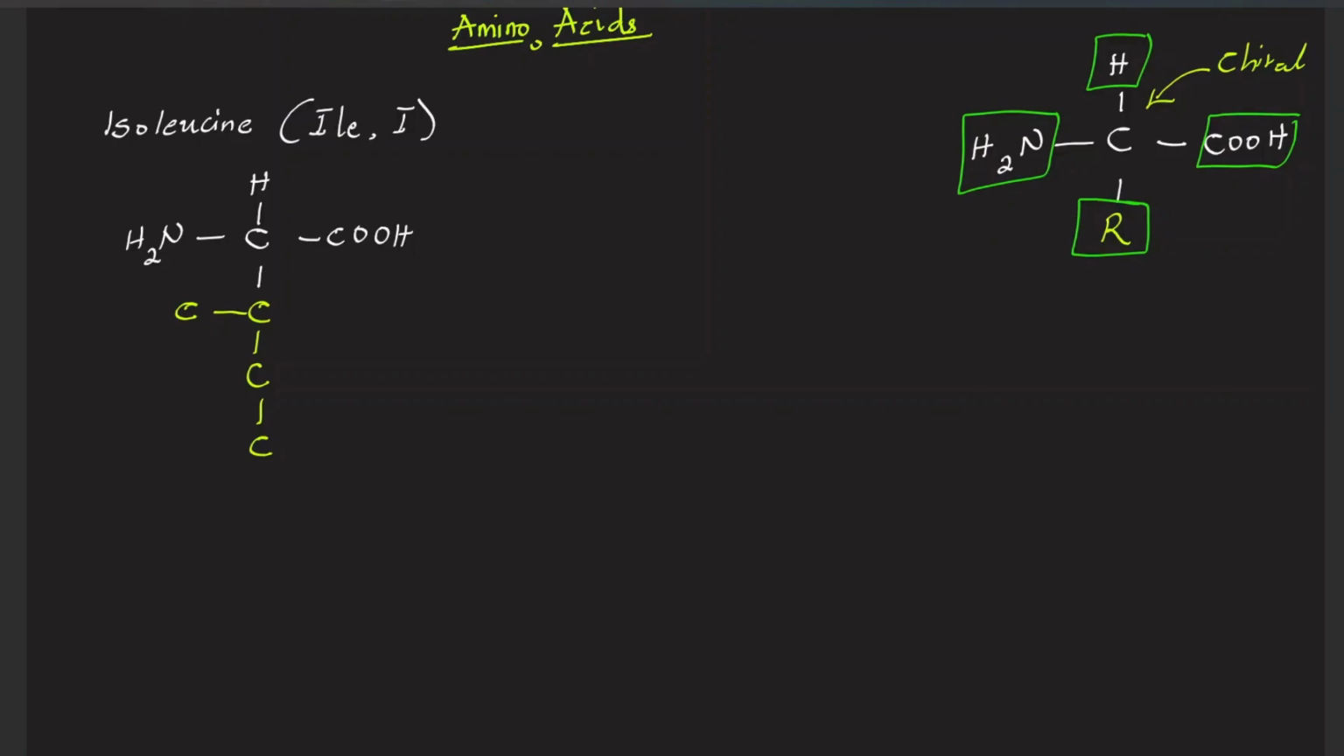Now to complete it, this carbon has 1 group attached, so we have 3 hydrogens added to it. This carbon has 3 groups, so it has only 1 hydrogen. This has 2 hydrogens, and this has 3 hydrogens attached to it. Now this is the structure for isoleucine, an isomer of leucine.